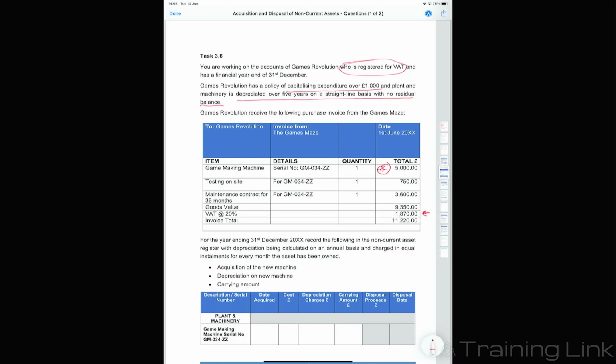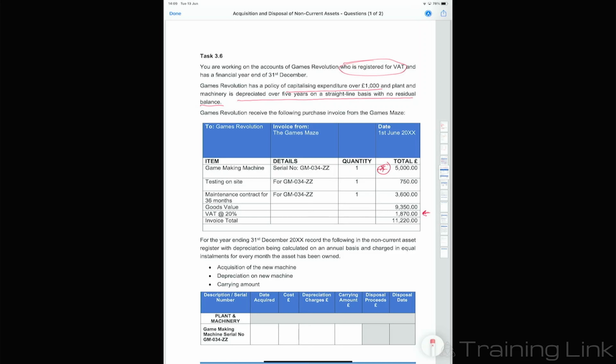So it'll either be scrapped or it won't be worth anything at all. Okay, and what we're doing is we're depreciating on the straight line basis over 5 years, which means we're charging an equal yearly amount over a 5-year period. Okay, so each yearly depreciation charge will be equal to 20%.